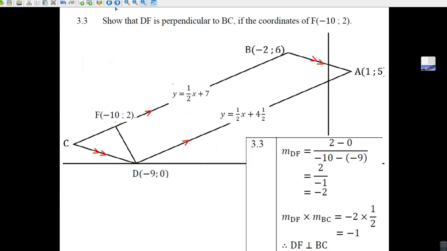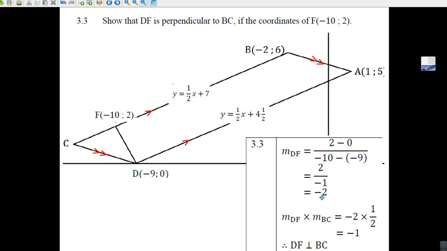I don't think it's been too long. Show that DF is perpendicular to BC if the coordinates of F are minus 10 and 2. So, okay, well, let's try this. We go minus 10 and 2 and minus 9 and 0. We find the gradient, and we get it's equal to negative 2.